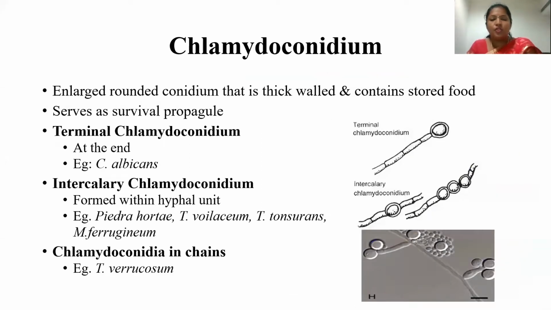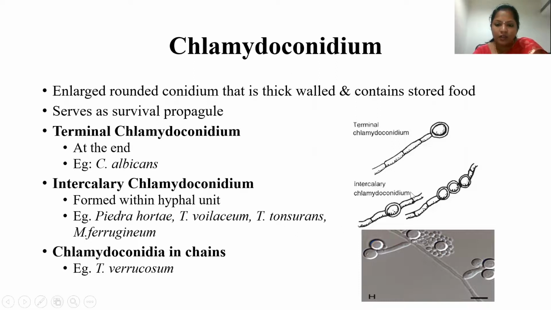Next, we should know the chlamydoconidium. These are enlarged, rounded conidia that are thick-walled and contain stored food. They can serve as survival propagules. There are three types: terminal chlamydoconidium, intercalary chlamydoconidium, and chlamydoconidia in chains. In terminal, the chlamydoconidium will be at the end. It can be commonly seen in Candida albicans.